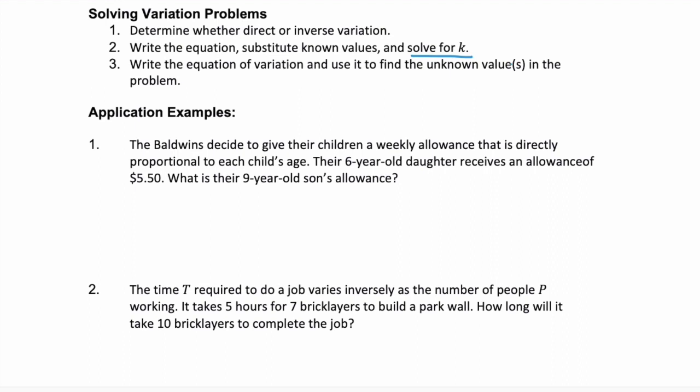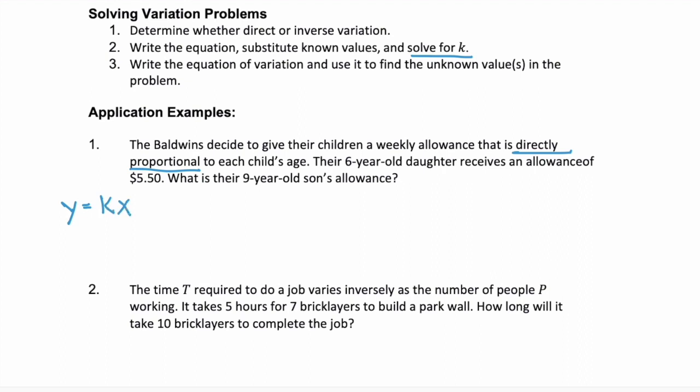Number 1, the Baldwins decide to give their children a weekly allowance that is directly proportional to each child's age. Their 6-year-old daughter receives an allowance of $5.50. What is their 9-year-old son's allowance? Well, what's our key word? Directly proportional. So we know we're going to have a y equals kx.